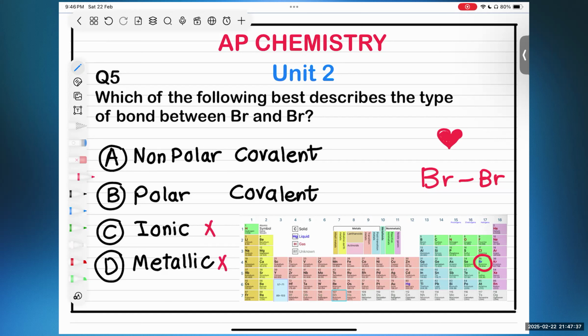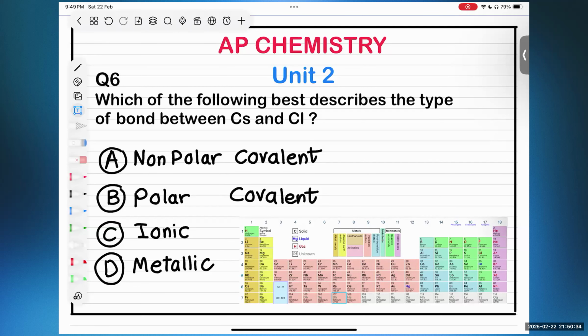But is there a difference in electronegativity? For sure, no. So of course, it's not polar. It's a non-polar covalent bond. Whenever you have two bonds together and you are trying to find the difference in electronegativity, if they are the same atoms, there is no difference in electronegativity. So it's non-polar covalent.